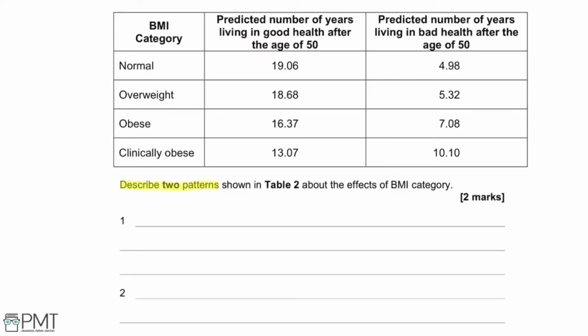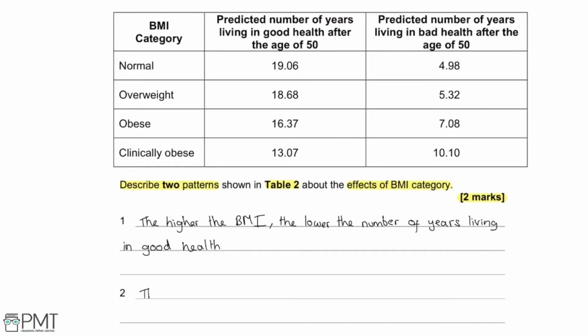Describe 2 patterns shown in Table 2 about the effects of BMI category, and this is worth 2 marks. So this question is giving you 1 mark per reason. You don't need to explain anything, you just say what you see. So the first option, you could put the higher the BMI, the lower the number of years living in good health. You can see the person in the normal BMI category lives for 19.06 years, whereas the person who is clinically obese lives for 13.07.